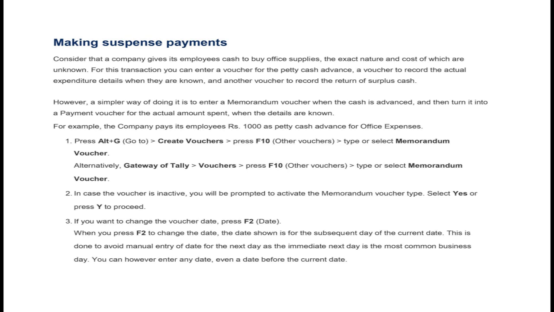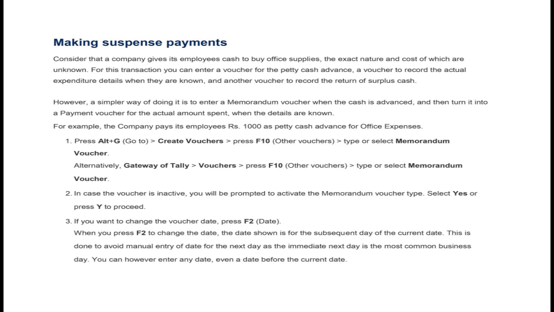For example, the company pays its employees Rs. 1,000 as petty cash advance for office expenses. 1. Press Alt plus J. Go to Create Vouchers, press F10. Other vouchers, type or select Memorandum Voucher. Alternatively, Gateway of Tally, Vouchers, press F10. Other vouchers, type or select Memorandum Voucher.